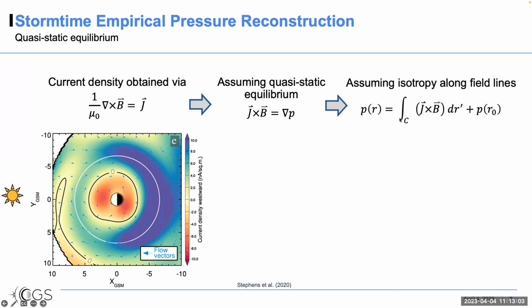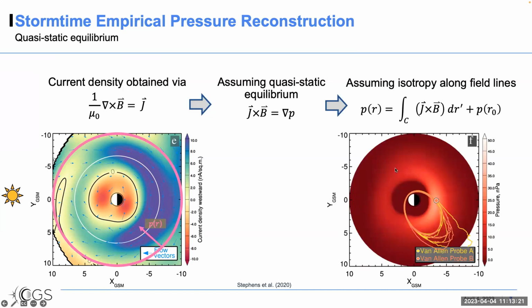And then essentially what you need to do is choose a starting point where you're pretty confident in your estimation of the pressure for that point. For example, here, and then you integrate J cross B inwards, and you get your pressure at the point that you are interested in. You do this for the entire grid, and you get a nice pressure distribution throughout your magnetosphere.